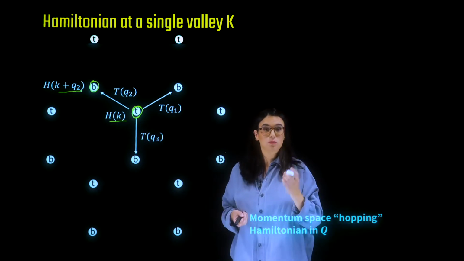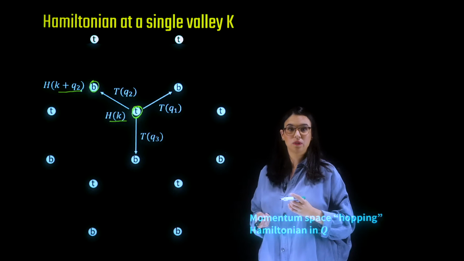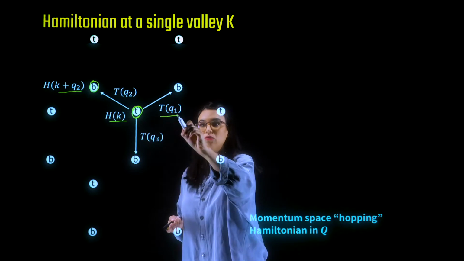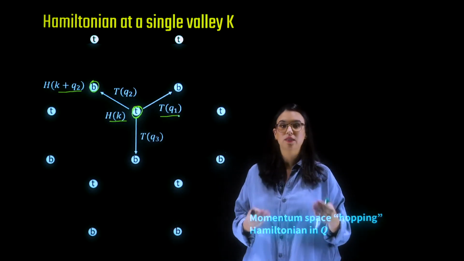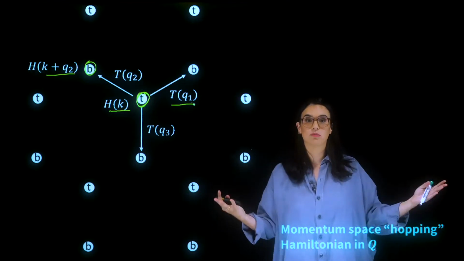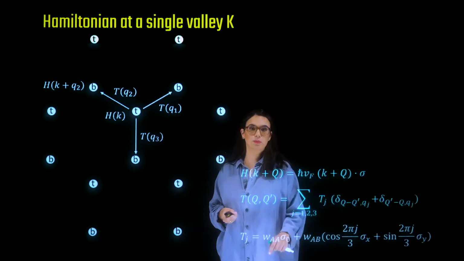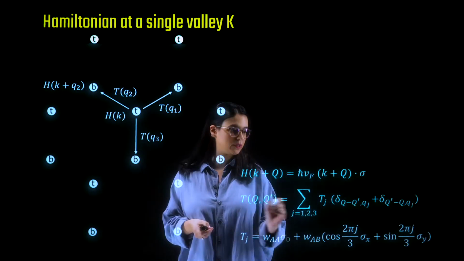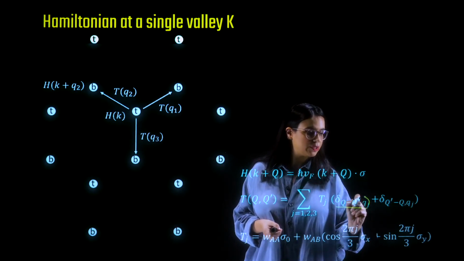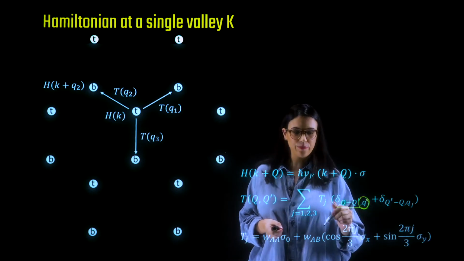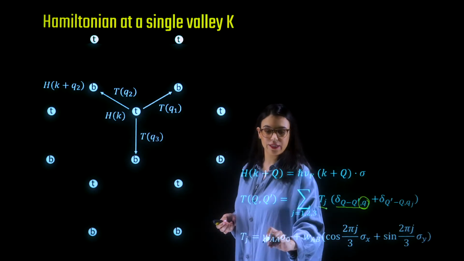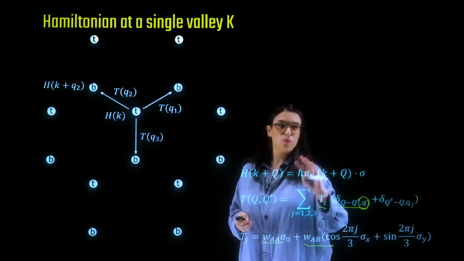But now, because it is possible to scatter between these different points in momentum space, we must introduce momentum-dependent hopping matrices that depend on the actual orientation of this hopping in momentum space. It's like a momentum space hopping Hamiltonian. Explicitly, we write the T coupling matrices in this form, where it allows for hopping between momenta separated by q1, q2, and q3, where the T's have the matrix structure in sublattice space in the following way, which preserves C3 symmetry.